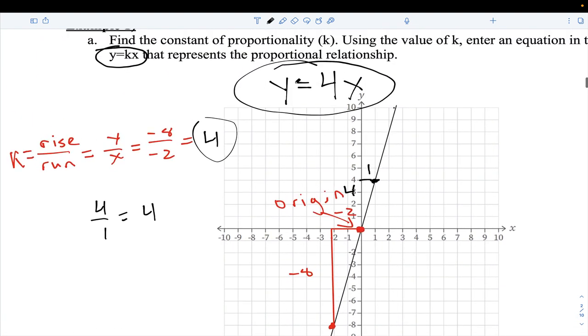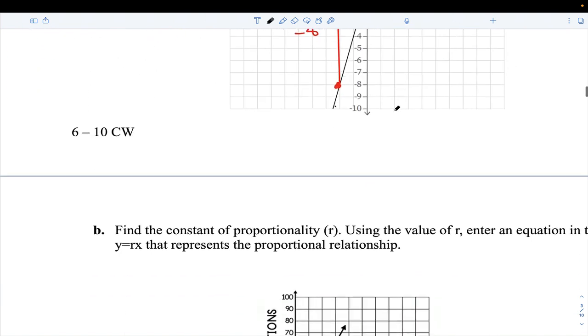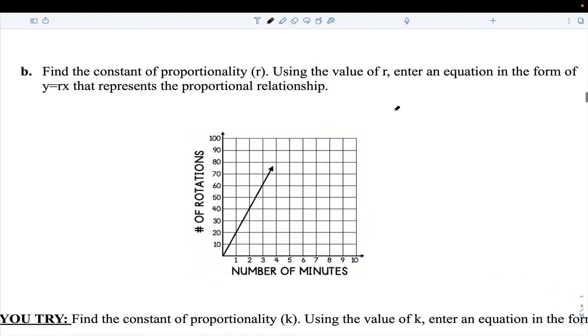What's the y-intercept of this equation? Page? It's 0. We don't have the y-intercept number to the right. That's because it crosses the origin. B, read it for me.